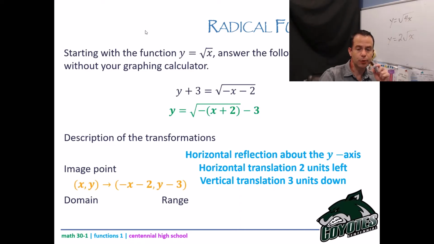Okay, the image point, sorry, I forgot the image point. I got so excited about the domain. (x, y) maps to (negative x minus 2, y minus 3). And then the domain I just talked about, negative infinity to negative 2. The range, I'm greater than 0, and then I moved it down 3, so now it'll be greater than negative 3, so it'd be negative 3 to infinity. Okay.